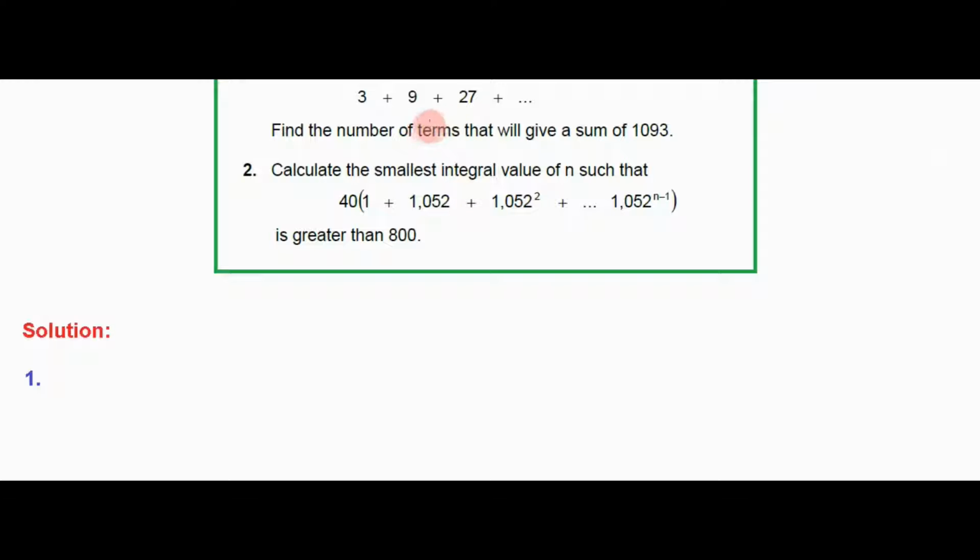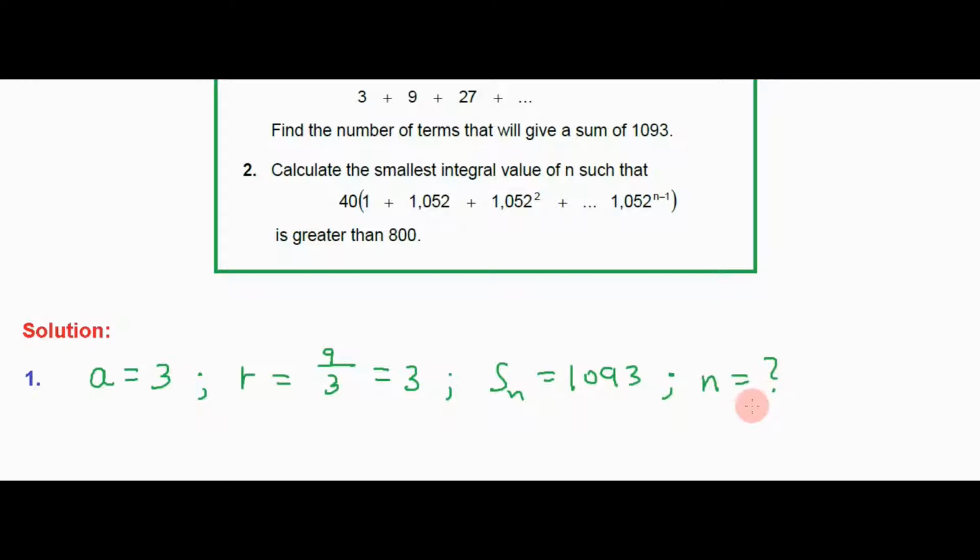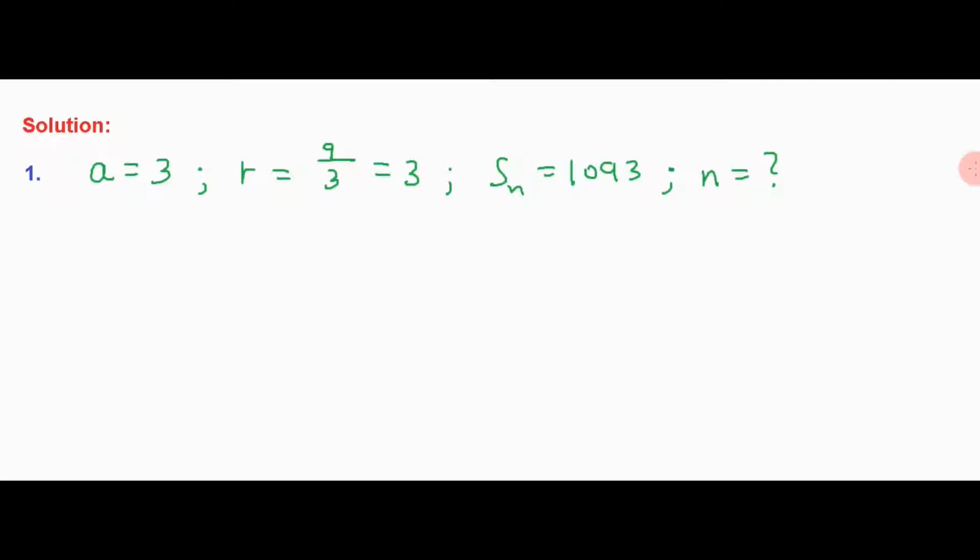We can write down what we have and what we need to find. The first term a is 3. We can get the common ratio r by taking term 2 divided by term 1. So we see that r is also 3. We are given the sum to n terms, and we need to find the number of terms that will give the sum. So we need to find n. We can use the sum formula.